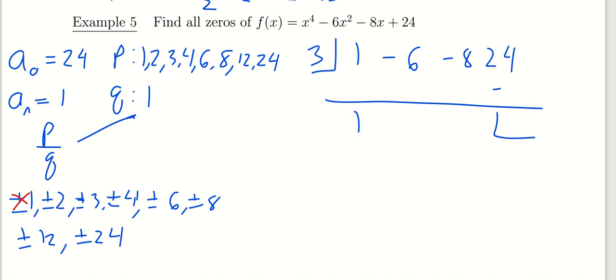So 1 comes down, 1 times 3 is 3. Add to go down, we get negative 3. Multiply, we get negative 9. Add to go down, we get negative 17. 3 times negative 17 is negative 54. Nope, excuse me, negative 51. And then add to go down. I'm not going to add it up, but clearly that's not going to be 0. So 3 doesn't work either.